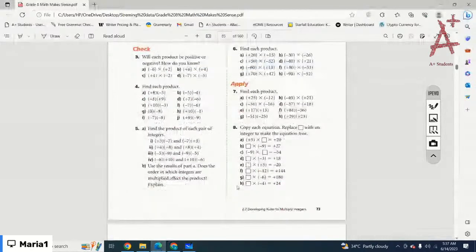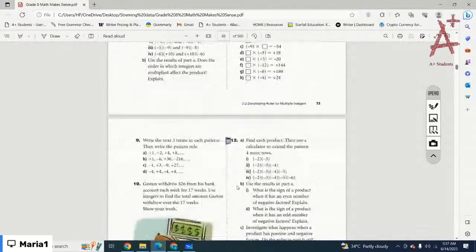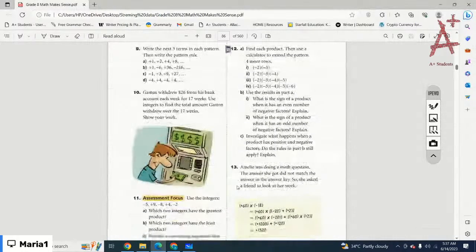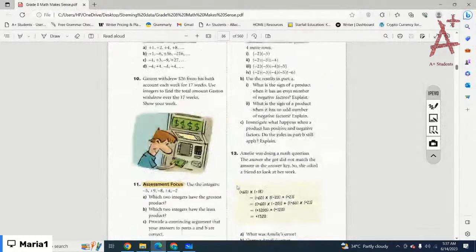Okay. You can do as many practice questions as you can. Let's look at question number 10. Question number 10 is: Gaston withdrew $26 from his bank account each week for 17 weeks. Use integers to find the total amount Gaston withdrew over 17 weeks.